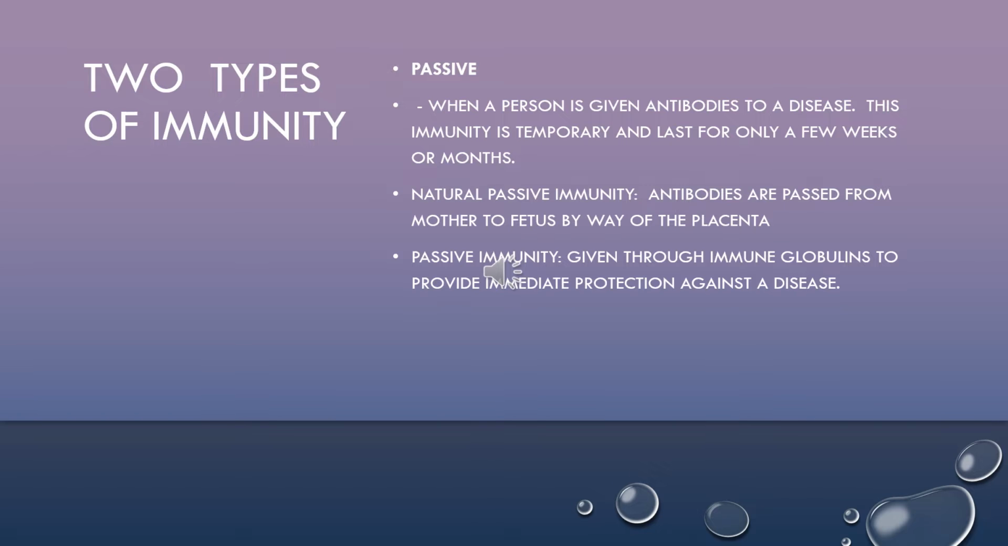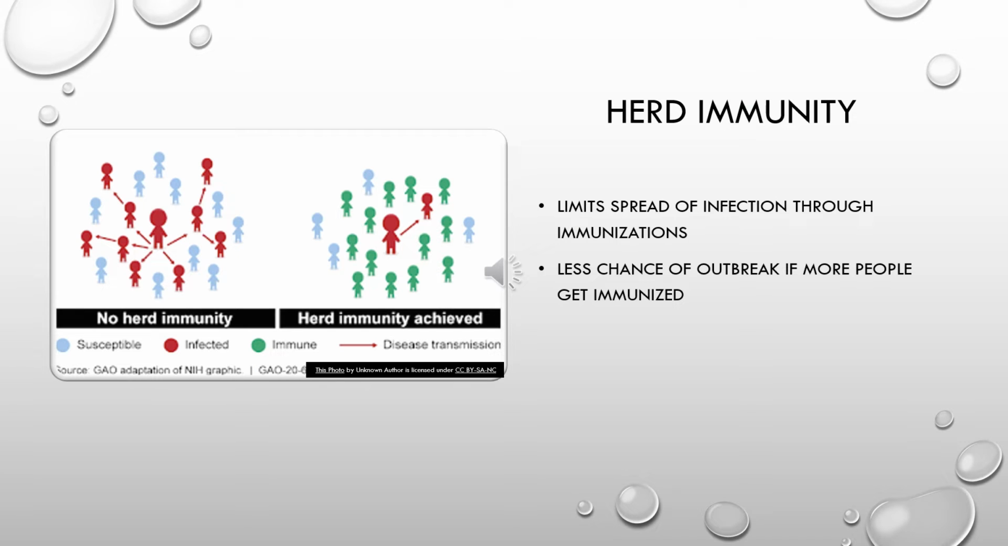So I hope that made sense. I kind of stumbled there a little bit, but just know that natural passive would be passing it from the mother to the baby, and then the regular passive immunity is given through some kind of immunoglobulin therapy. We need to mention one more thing here, and that is herd immunity.